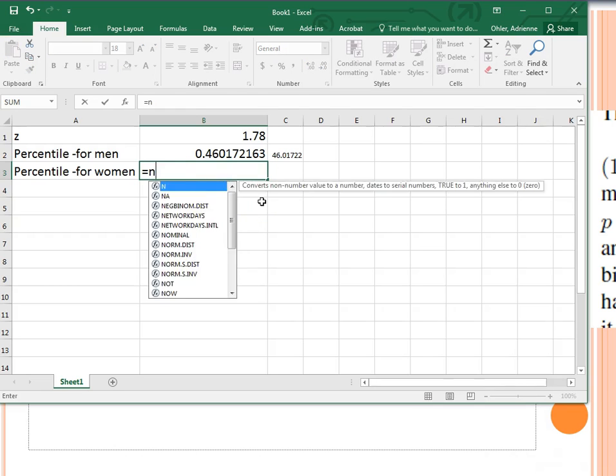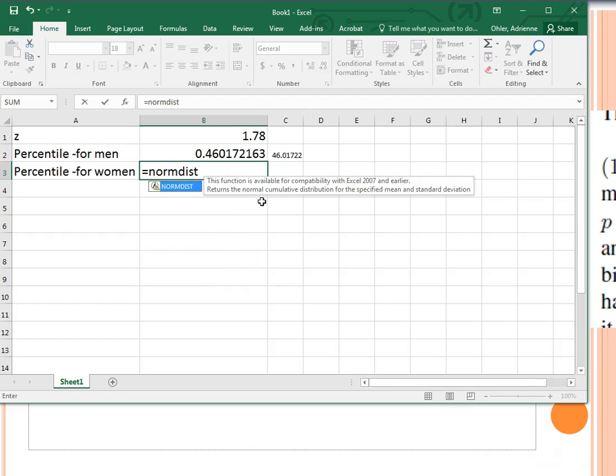So we'll hit equals normal to call the function of the normal distribution. Our first number is the z-score. The second number is the mean of the z-scores, which is 0. The standard deviation of the z-scores is 1. And then we're going to put 1 as our last number.